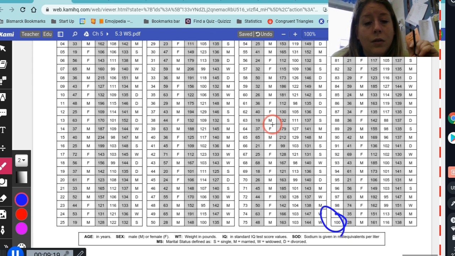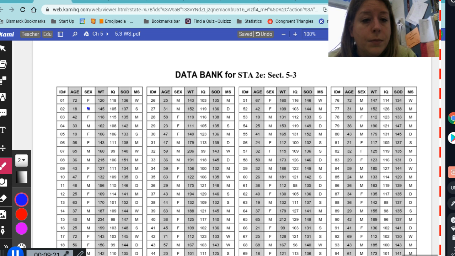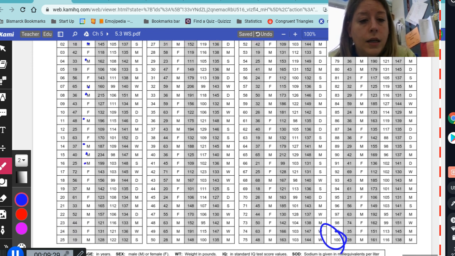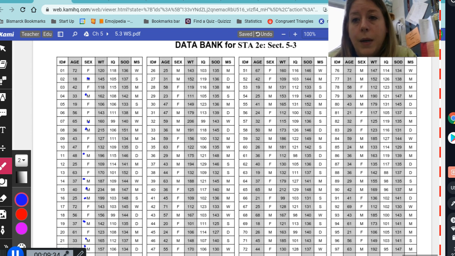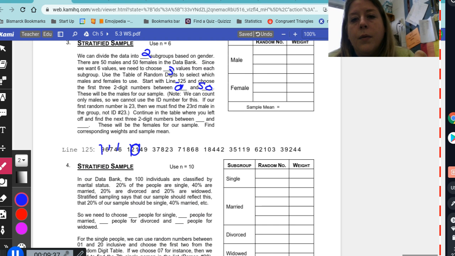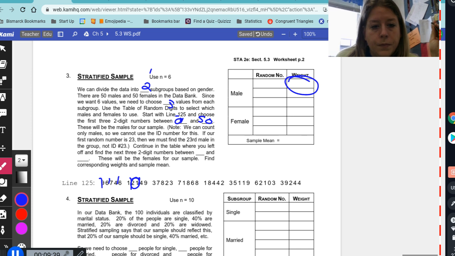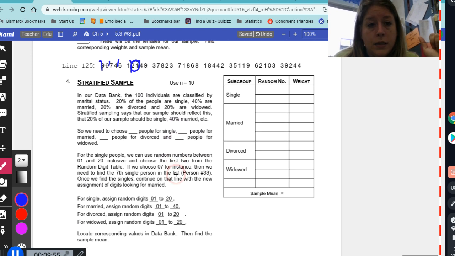So down here, I need to count until I get to my 21st male. 1, 2, 3, 4, 5, 6, 7, and so on. 8, 9, 10, 11, 12. Keep counting until you get to male number 21, and that weight is what you'll put right there. Okay, wherever you leave off for your males, we're going to do the same thing for females from 01 to 50, and then we'll have to start back at the beginning and count our females in that order.